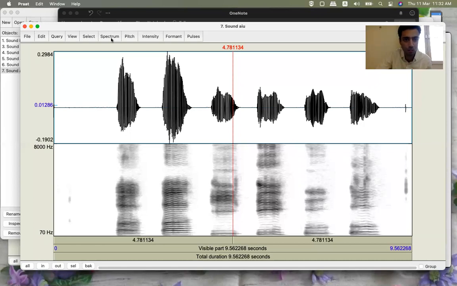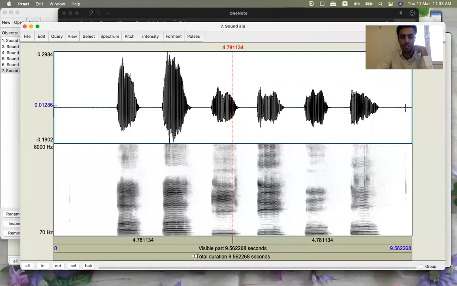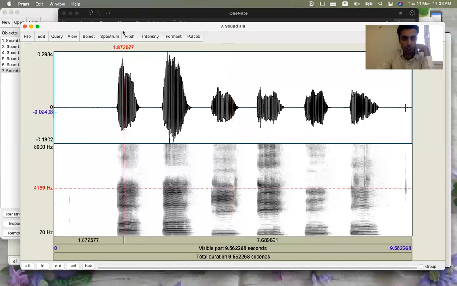Let me go to the spectrogram settings. Here I can change the window length. This window length is 0.1 second. If I make it 0.02 second, that is a standard. This is the standard window length used for speech analysis. Let us see this. Now what you see, your... how do I show you? Okay, let me make it.